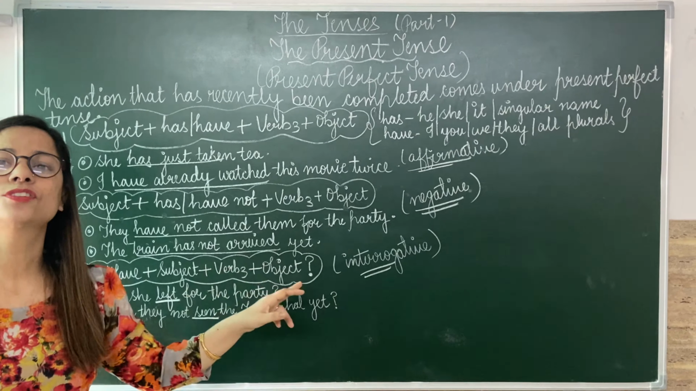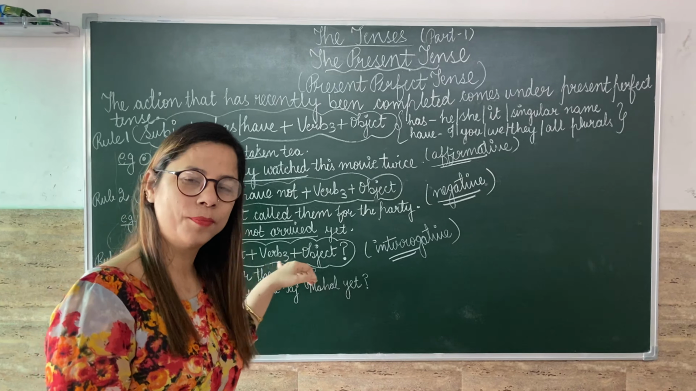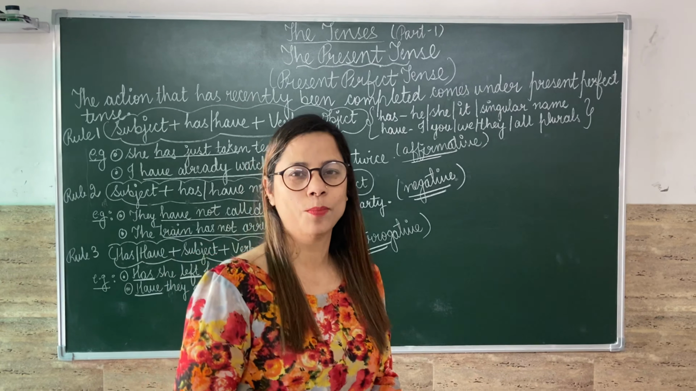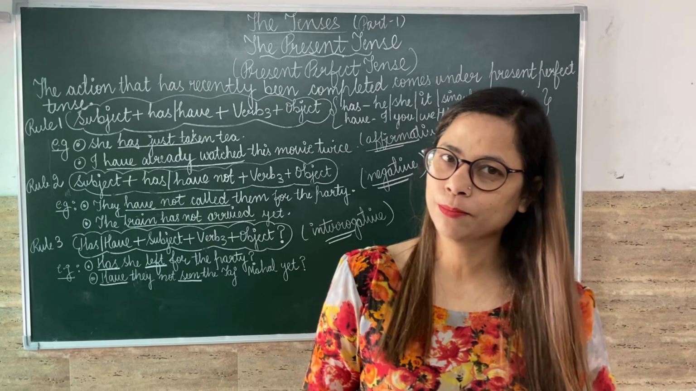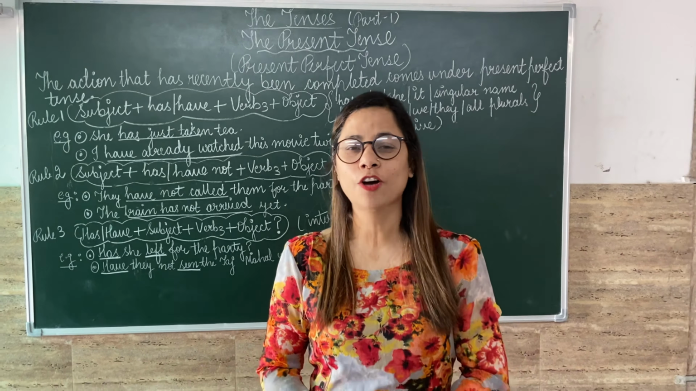Now let's see interrogative sentences. First of all, again, as we were doing in all the tenses, helping verbs should be placed in the beginning of the sentence. Has or have according to the subject, then subject, then verb third form, and then object or object complement. And we put a question mark in case of interrogative sentences.